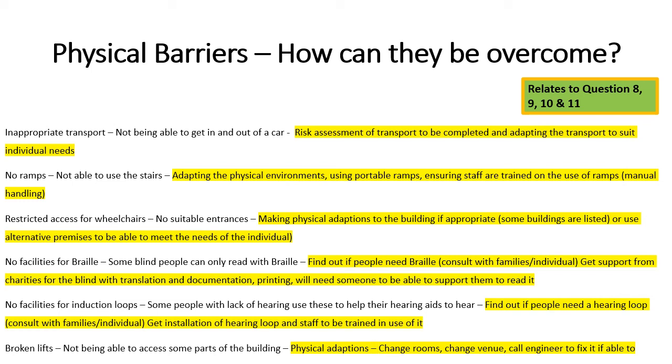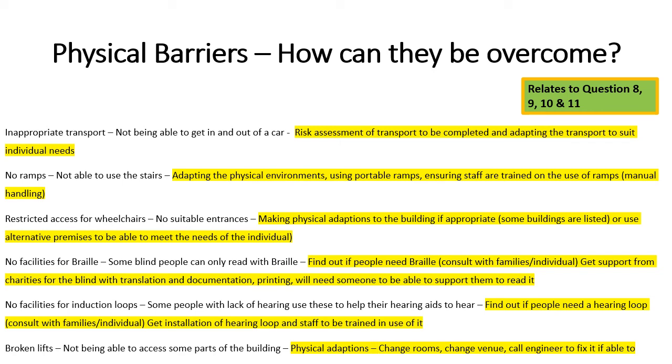Restricted access for wheelchairs, so having no suitable entrances, so making the physical adaptations to the building if appropriate. Some buildings are listed buildings, so it can be quite difficult, or use alternative premises to be able to meet the needs of the individual. No facilities for Braille. So find out if people need Braille first of all, consult with the families or the individual and get support from charities for the blind with translation and documentation. Printing will need someone to be able to support them to read it as well.